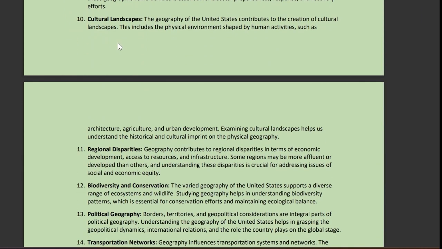Then we have cultural landscape. The geography of the United States contributes to the creation of cultural landscapes. This includes the physical environment shaped by human activities such as architecture, agriculture, or urban development. Examining cultural landscapes helps us understand the historical and cultural imprint on the physical geography.